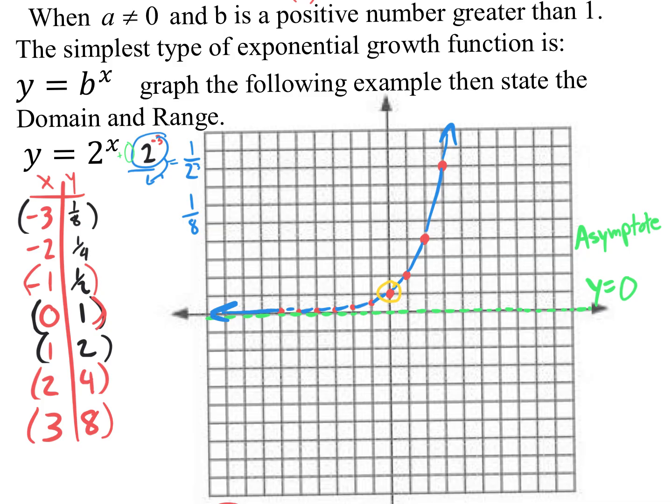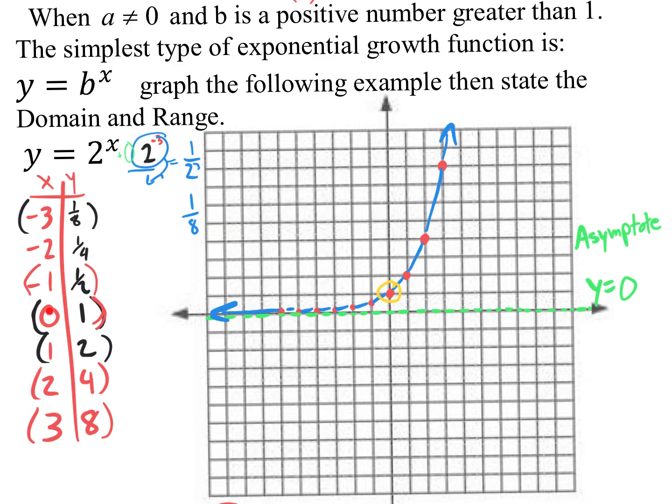And again, when we graphed this the last time we met, we did an XY table. We did consecutive integer inputs. That means numbers that are in order: -3, -2, -1, 0, 1, 2, 3. And then we plugged in the number 0, and 2 to the 0, anything to the 0 power is 1. So when you plug in a 0, you get out a 1. And you could plug in a 1, you could plug in a -2, you could plug in a -3.